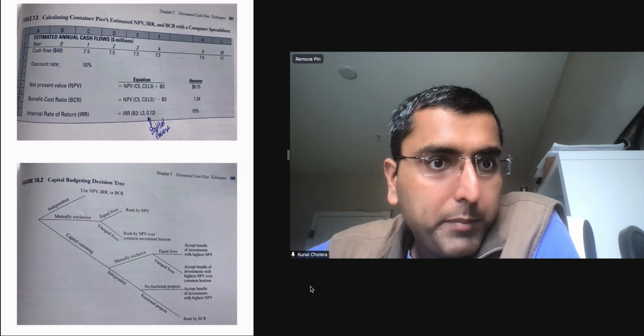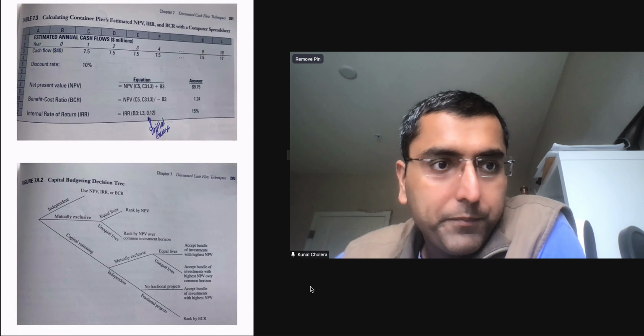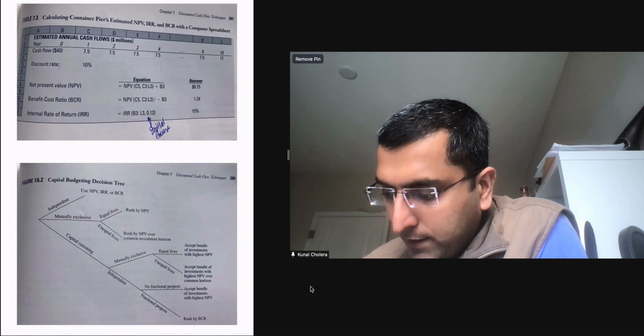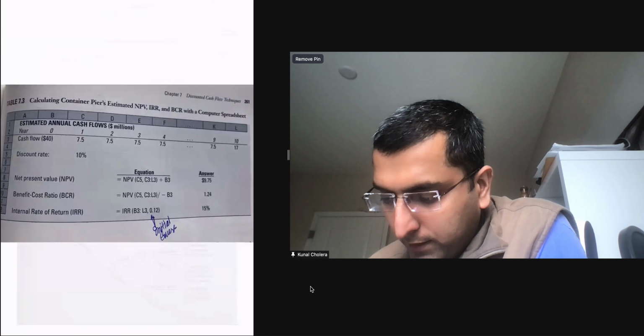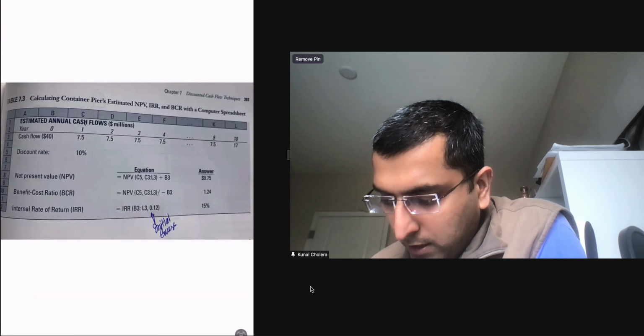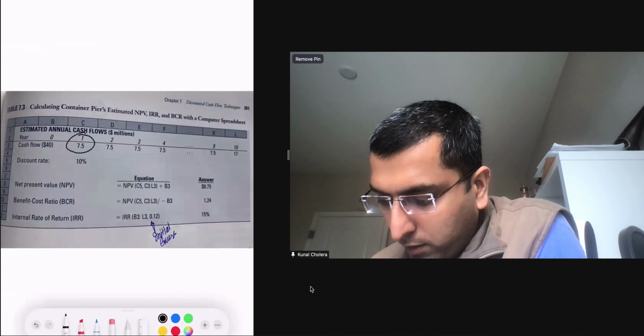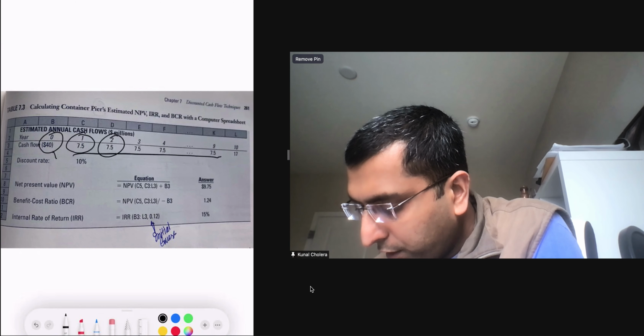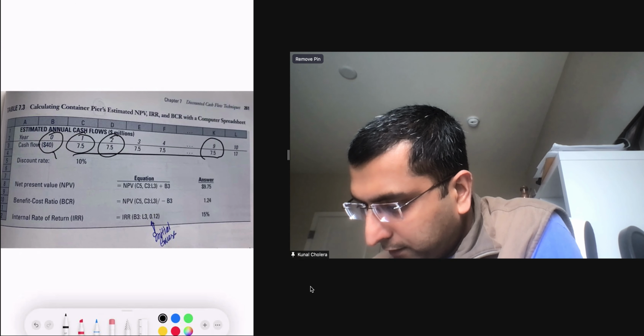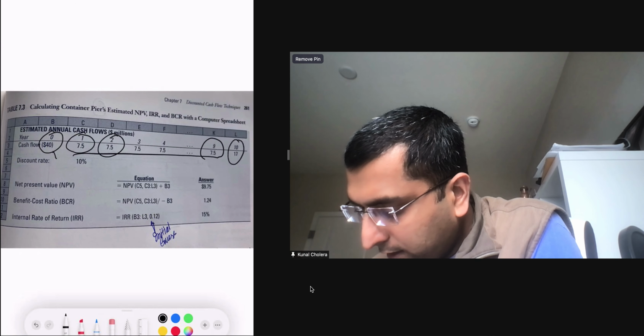And this chart does a pretty good job of calculating. If you see here, it calculates the NPV, BCR, and IRR based on this cash flow that we see, right? We see the cash flow: year 0, it takes $40. And then every year for the next 9 years, it generates $7.5. And in year 10, it gets you 10.